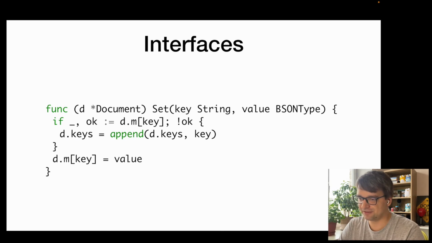The Set method looks as you would expect it to behave. We accept the key as a string and the value as a BSON type. We check whether this value is already present in the map. If not, we add it to the end of keys. So if you add a new key, it's added to the end in order. If you set an existing key, it just replaces the value without changing the slice of keys.